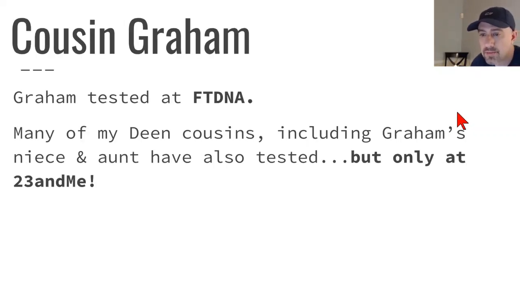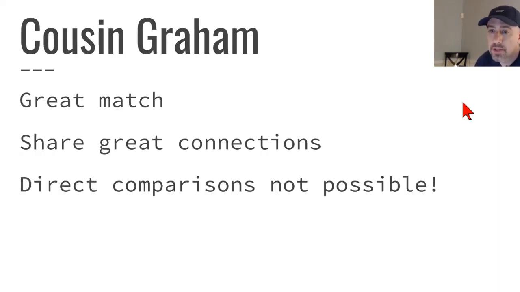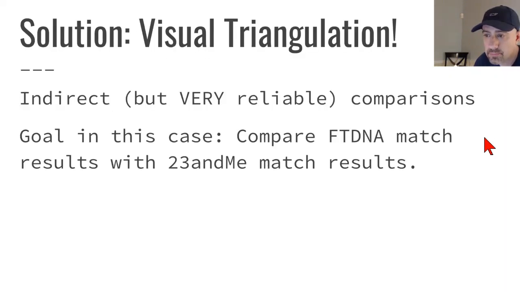So again, Graham tested at Family Tree DNA, and we believe that we're related on the Dean line, and I do have a good number of other Dean cousins, but unfortunately, it seems that all of my good DNA matches are at 23andMe. So we have this big barrier between Graham and the rest of my Dean cousins, and we have to figure out a way to deal with this barrier. So we have a great match, we share some great connections, but the direct comparisons that we would like to make are just not possible because they're in different databases.